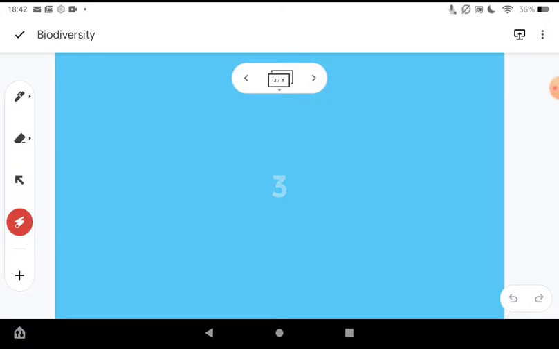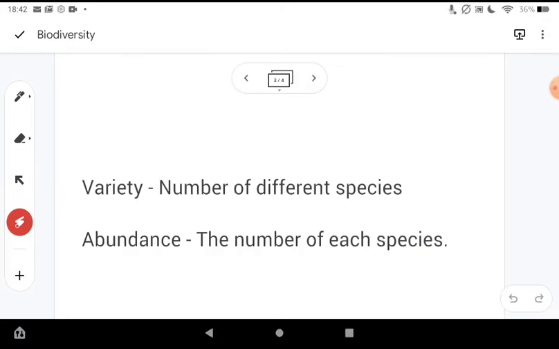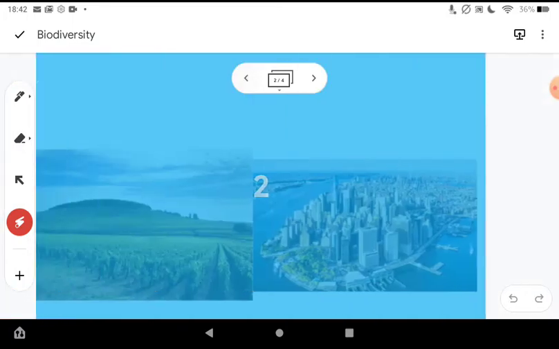So there are two measures. When you talk about biodiversity, you are talking about the variety, so that's the different species that occupy that ecosystem, and the abundance of those species. So let's have a look at these two things in the previous two images.